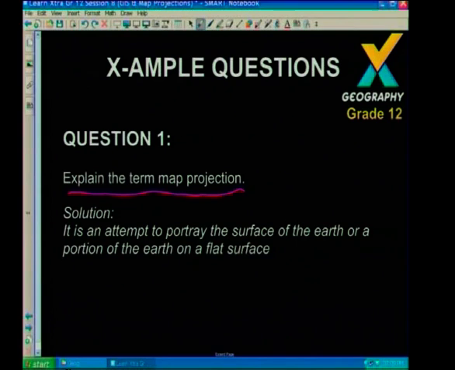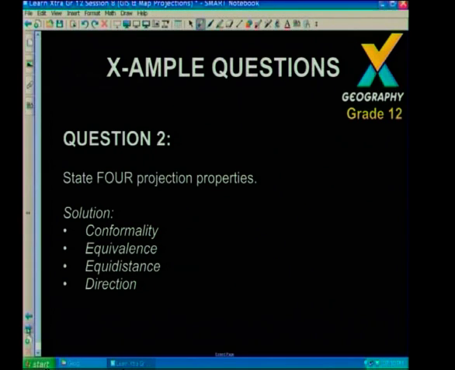Okay, and a solution easily. It's an attempt to portray the surface of the earth or a portion of the earth on a flat surface. This generally will come up for 2 marks. All right, state 4 types of projection properties: conformality, which we know is shape, equivalence, equidistance, direction. Okay, any 4 properties, or you can speak about area, direction as the properties I gave you before.